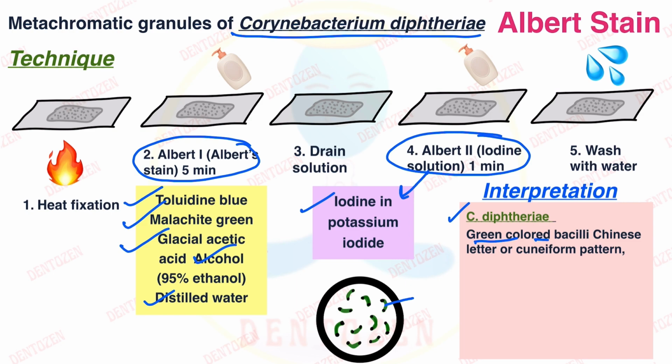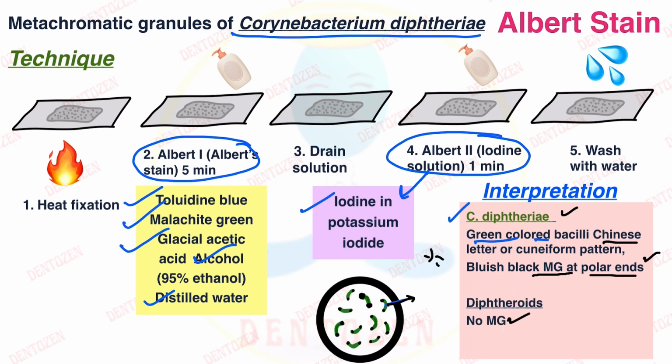These are the Corynebacterium diphtheriae in Chinese letter or uniform pattern, and at their ends, if you can see, these black-blue are the metachromatic granules at their polar ends. So that is how we identify Corynebacterium diphtheriae. And the other diphtheroids, which do not have these metachromatic granules, are arranged in palisade pattern. So that is the Albert stain for Corynebacterium diphtheriae.